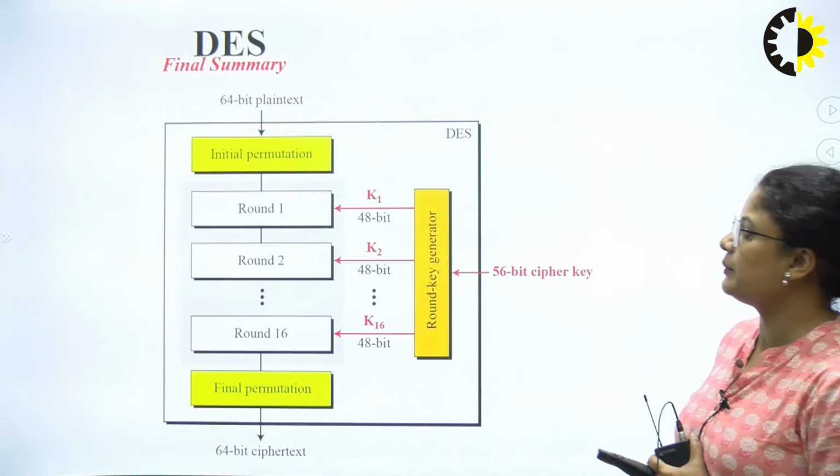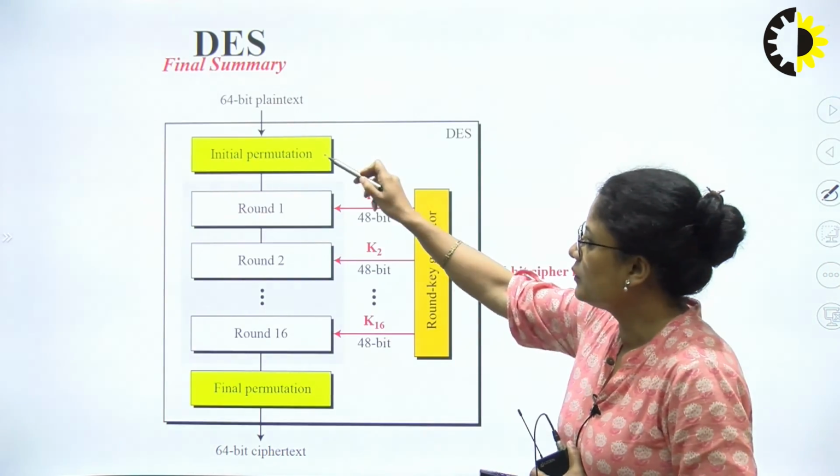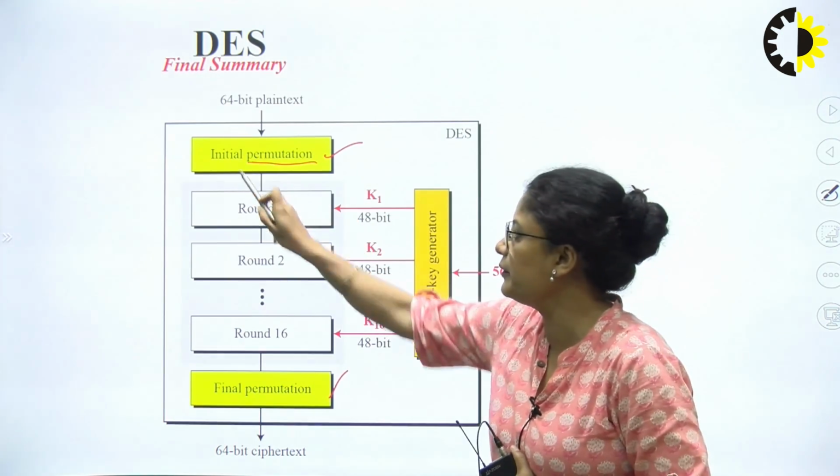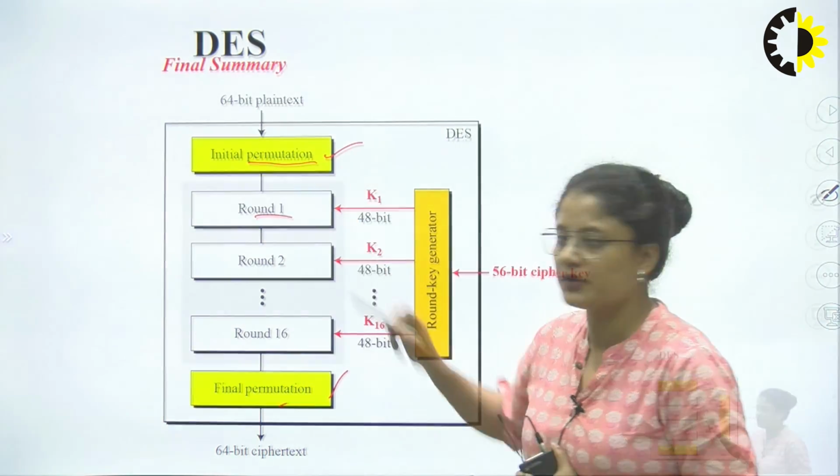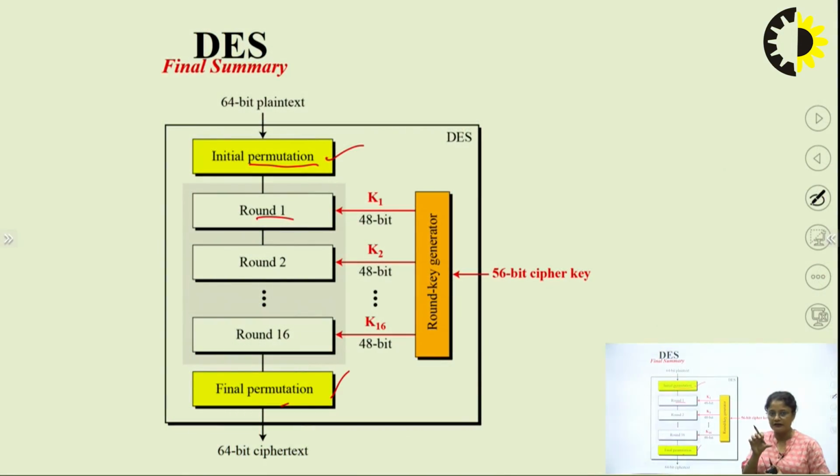So this is a final summary. I have taken the bit pattern, shown how the permutation happens, and talked about the rounds and what happens inside each round. You have the left half and the right half. In the right half, we apply a function, and the function output is XORed with the left half, and so on. I have explained what happens inside the function.